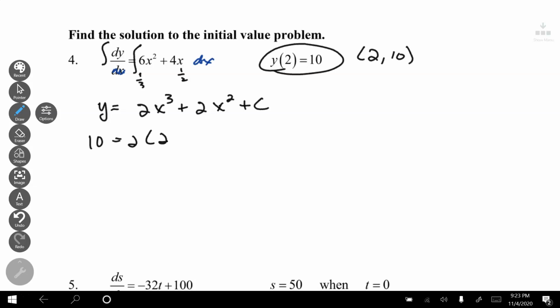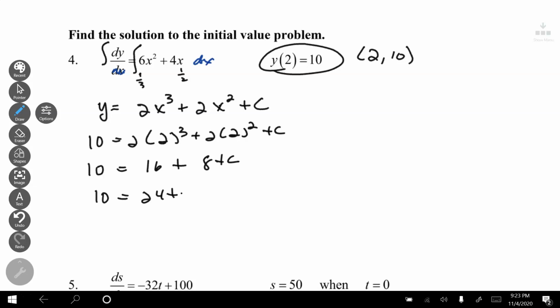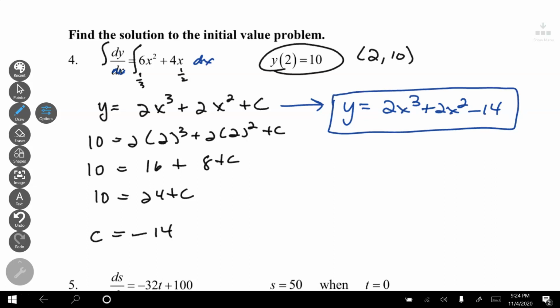10 equals 2 cubed plus 2 squared plus c. 10 equals 8 times 2 is 16, plus 4 times 2 is 8, plus c. 10 equals 24 plus c. c equals negative 14. And therefore I could take this general equation and rewrite it as y equals 2x cubed plus 2x squared minus 14. That is the specific solution to my initial value problem. Again, I could take that derivative and I would get that as its result.